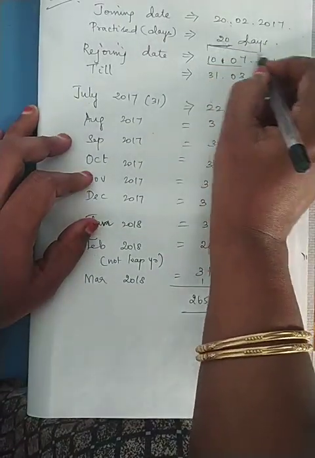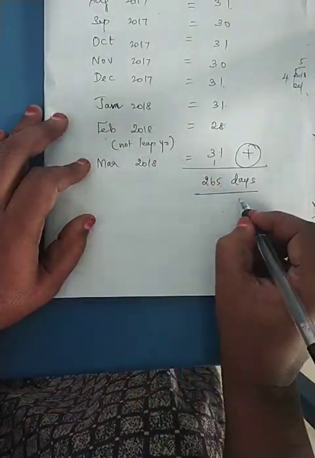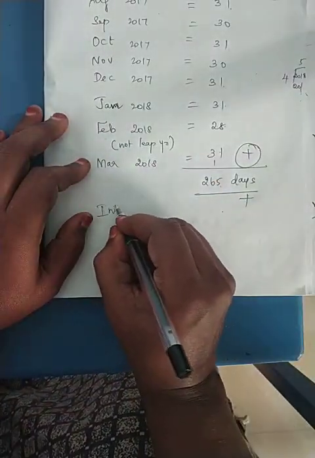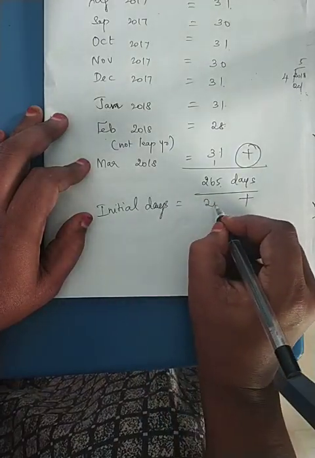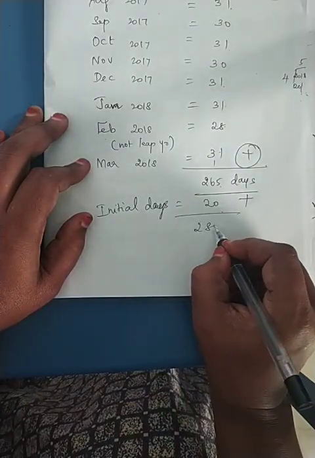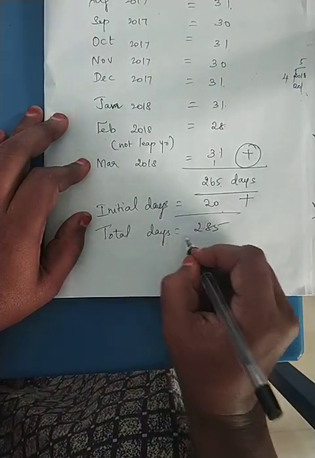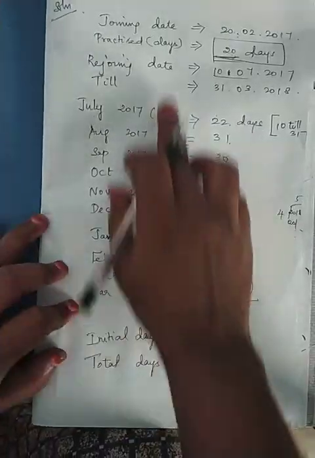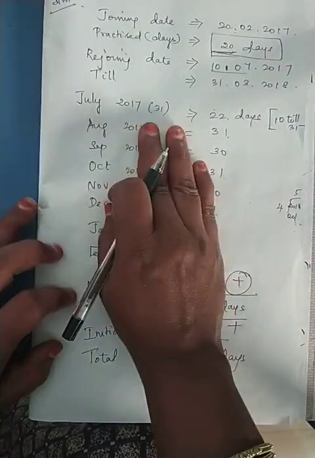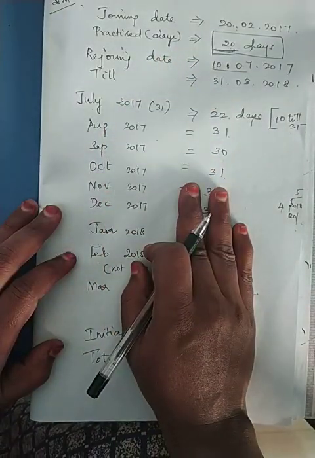Now I cannot leave this initial 20 days. So I should add the initial days. Initial days I can write as 20. So totally it will be 285 total days. So you should be very careful in calculating these days. Go through this sum again, then only you will be able to understand.